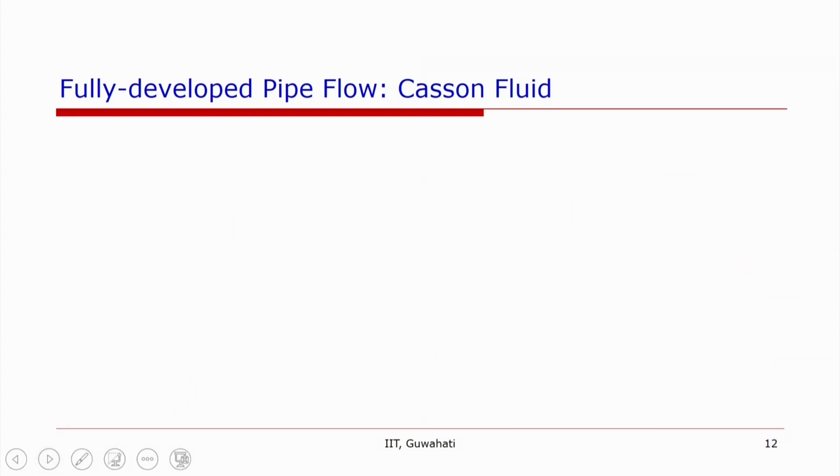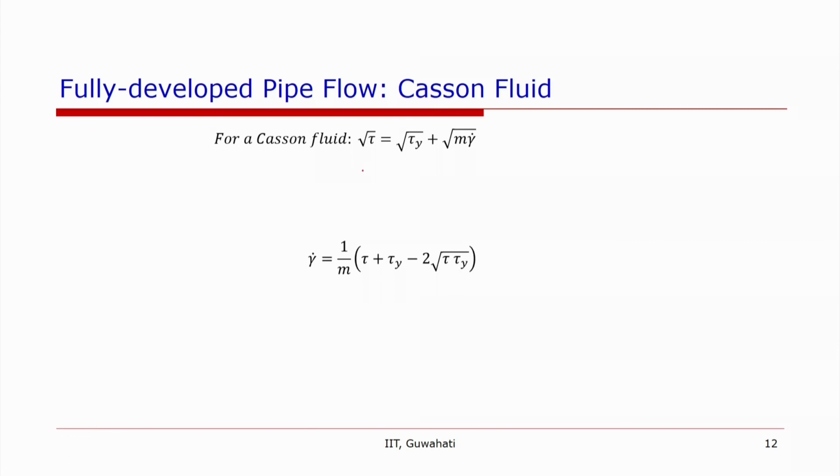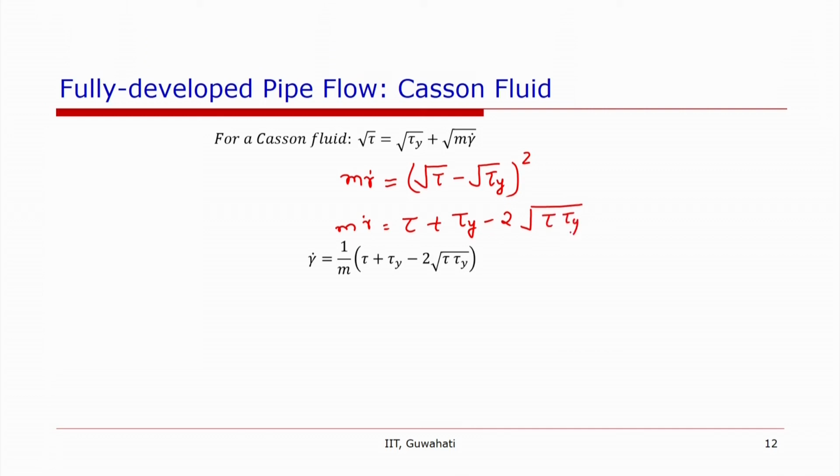Okay, let us now look at this equation. So again write down this Casson equation and let us rearrange this. So if we want to write down m gamma dot, this will be equal to root of tau minus root of tau y, squared. That means m gamma dot is equal to tau plus tau y minus 2 root tau y.